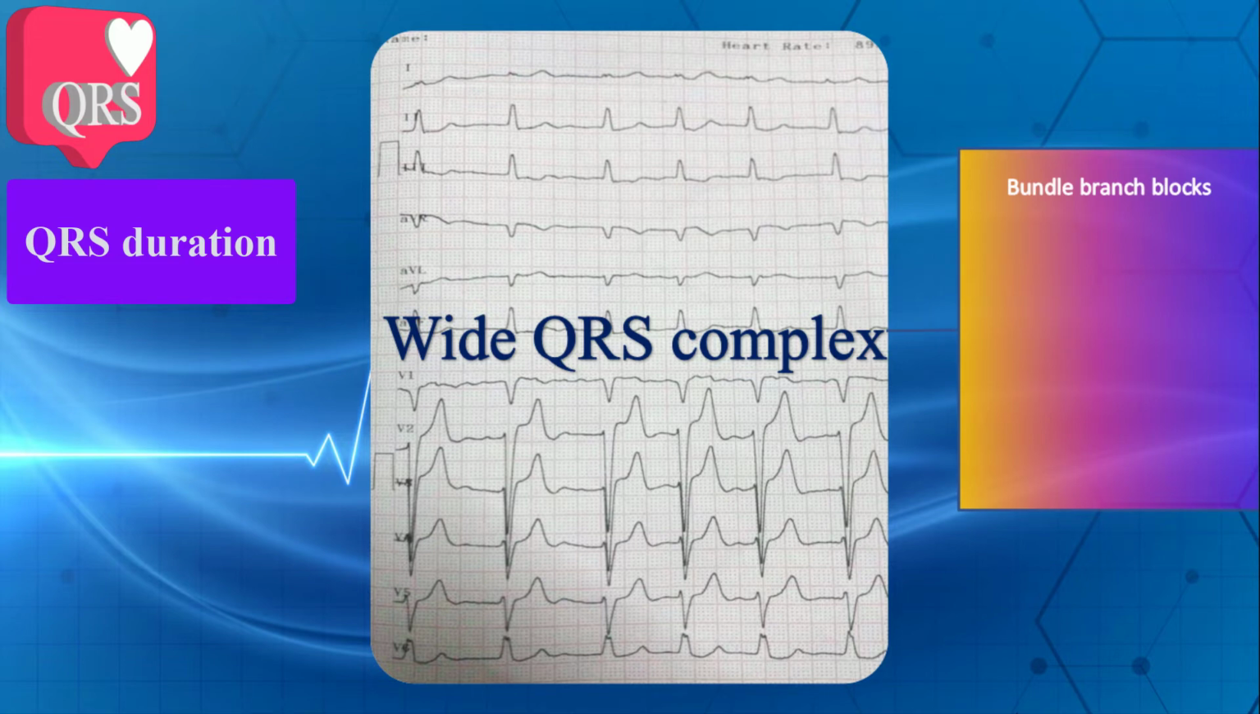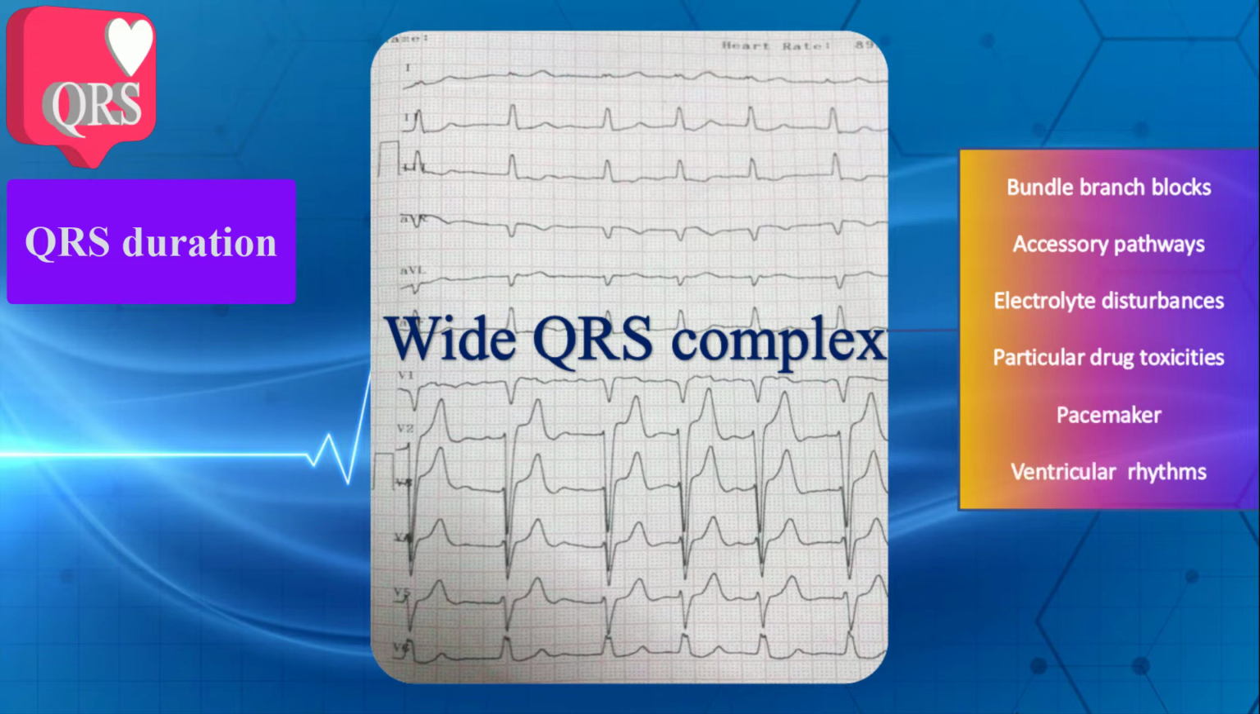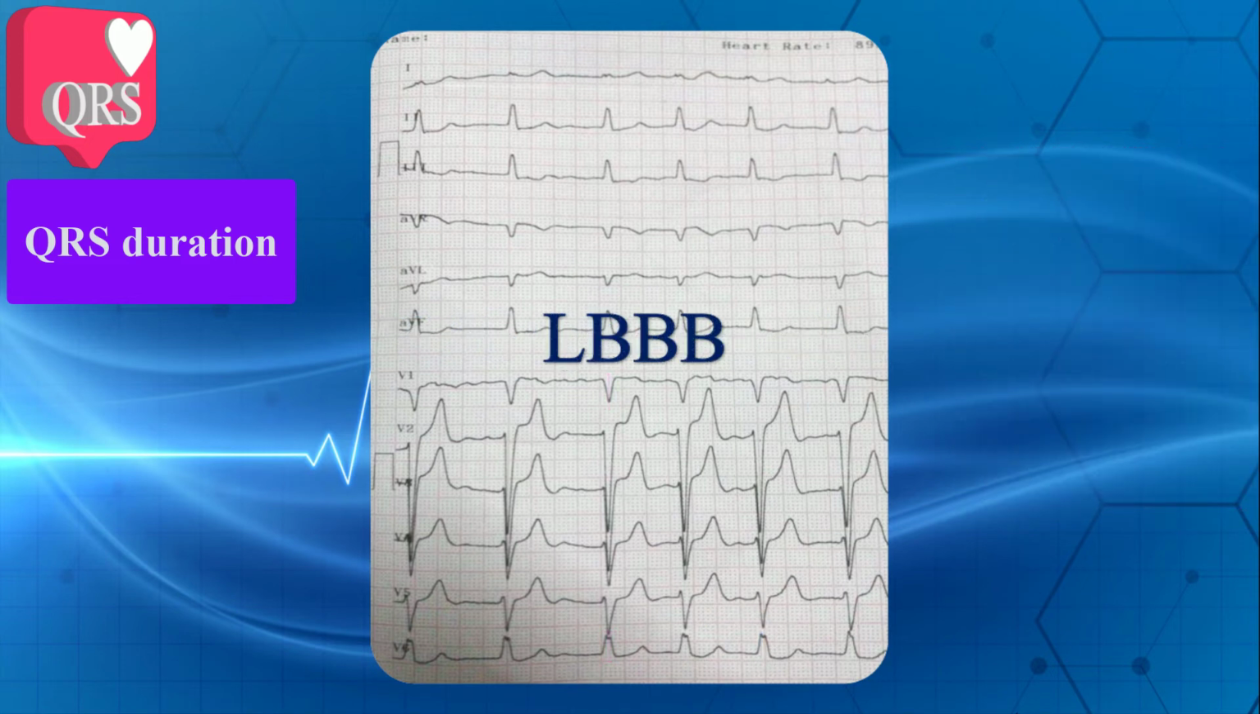Bundle branch blocks, accessory pathways, electrolyte disturbances, particular drug toxicities, pacemaker and ventricular rhythms, are well-known causes of QRS widening. QS pattern in V1, with coexistent slurred and clumsy R wave in V6, and R peak time greater than 60 milliseconds in V6, confirm LBBB as the cause of QRS widening in this strip.